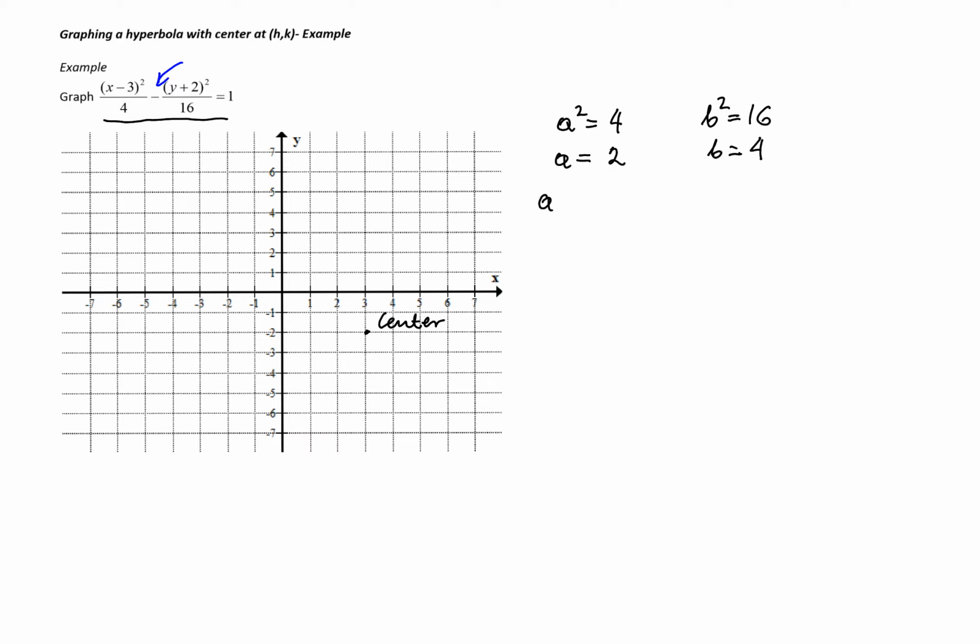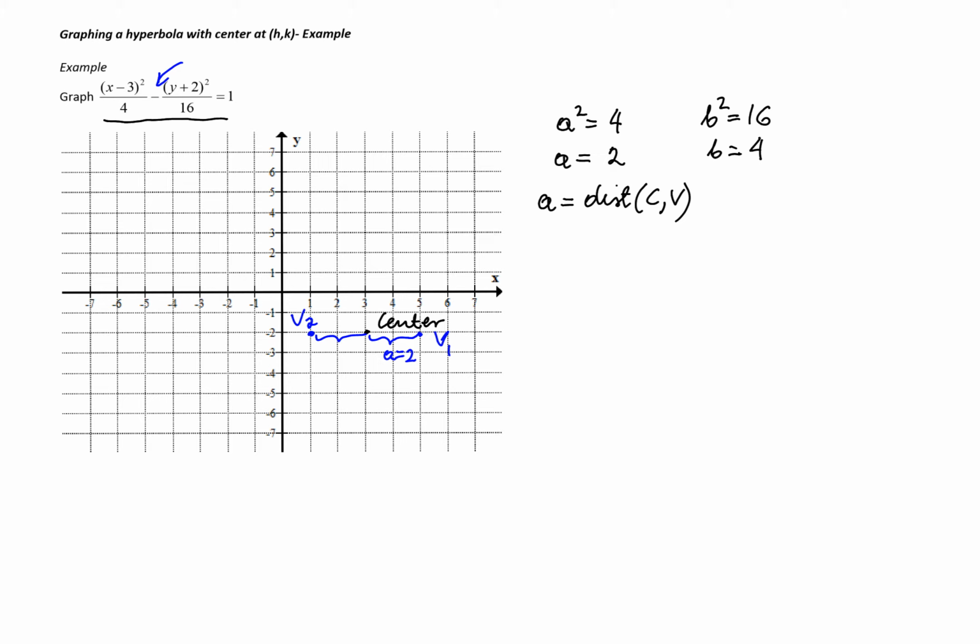We also know that the value of a is the distance between the center and a vertex. And since we know the position of the center and we know that the vertices are on the line parallel to the x-axis and passing through the center, then we are able to plot those vertices. We'll start with the center and we move a distance of a equal 2 to the right to get the vertex, say v sub 1, and we go to the left to get the vertex v sub 2.